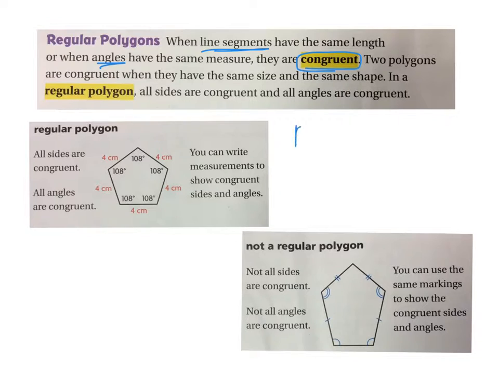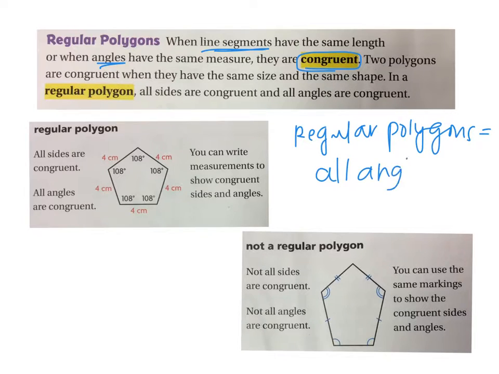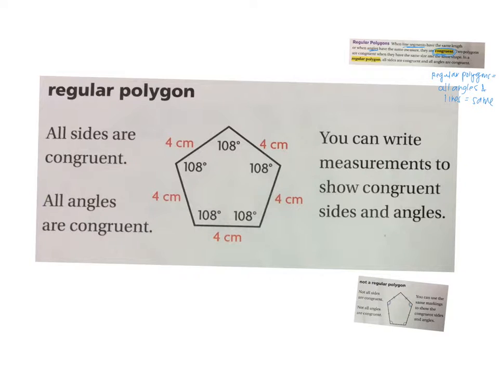So here's how you might write it. You might write regular polygons equals all angles and lines are the same. That means all the lines are the same length and all the angles have the same measurement. They are all congruent. Congruent is another math vocabulary word that I'd like you to write down. Congruent means all the same. What kind of polygon is this? How many sides does it have? 5.